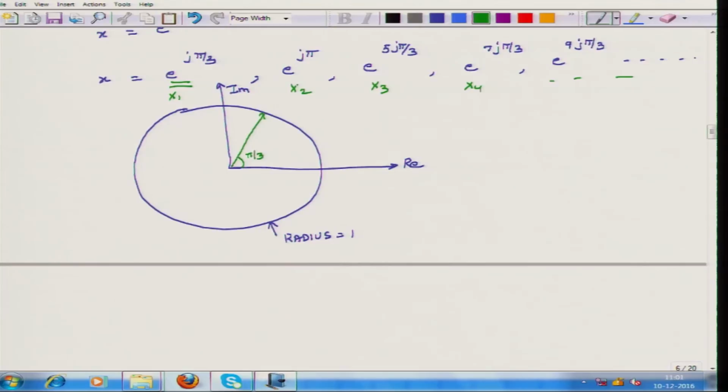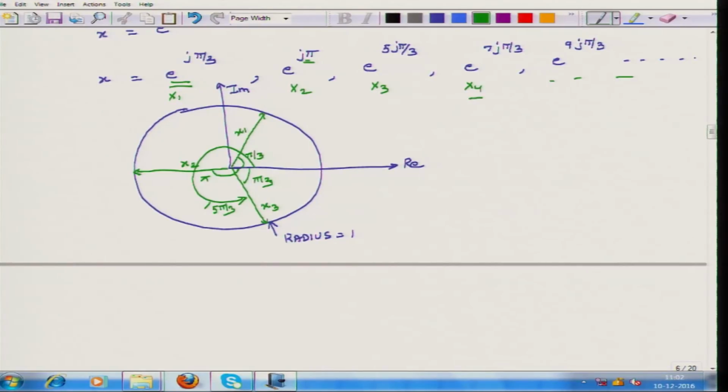Let us look at the second solution. It is oriented at an angle of pi radians. So, this is x1, this is the second solution x2, and it is oriented at an angle of pi radians. The third solution is oriented at an angle of 5 pi over 3 radians or negative pi over 3 radians. So, it is like this. So, this is x3.